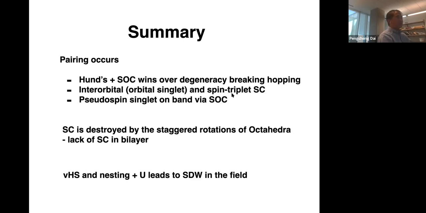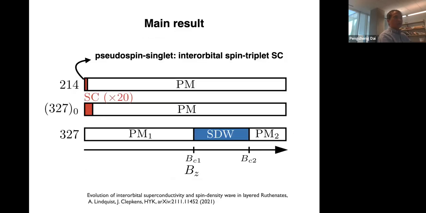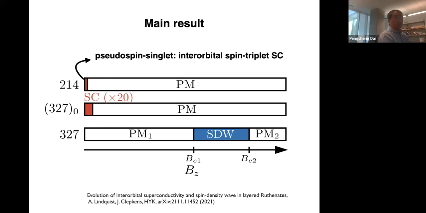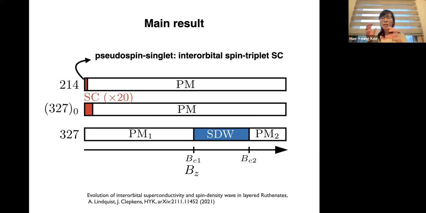Actually, the question I have then is, do you expect lattice distortion to occur as well in the spin density wave phase? The lattice distortion accompanying the spin density wave phase? I don't think so, because in this case, at least the staggered rotation has already occurred, and that was leading to the nesting. So I don't see why they have to rotate even further.